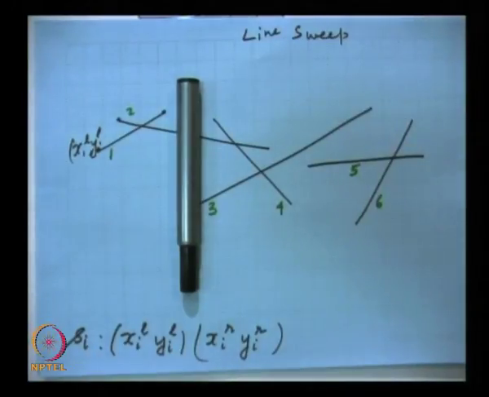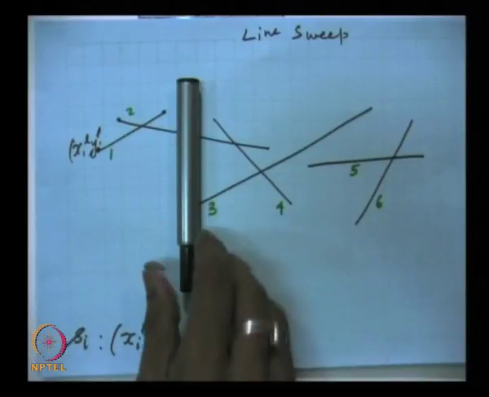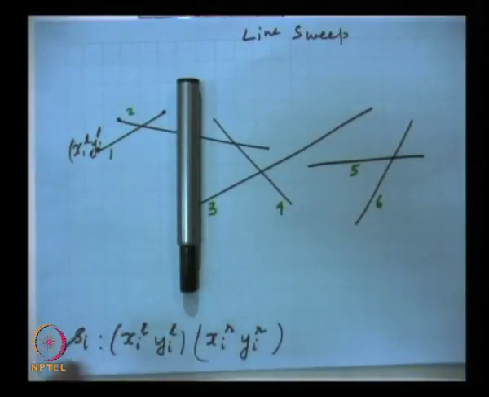So, if my vertical line is where this pen is, the snapshot essentially is these two line segments, 2 and 3. 2 and 3 intersect this vertical line, nothing else does.